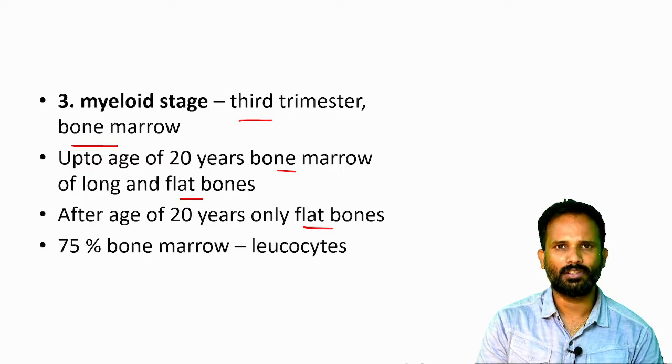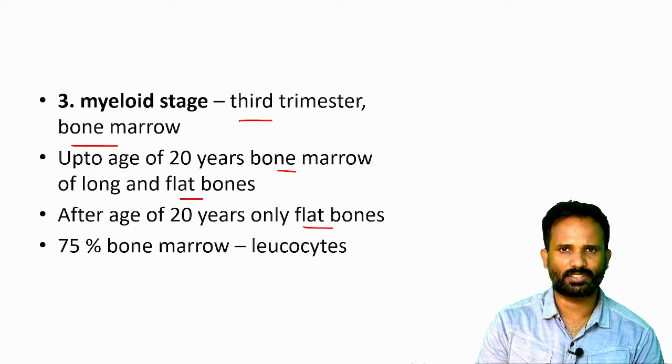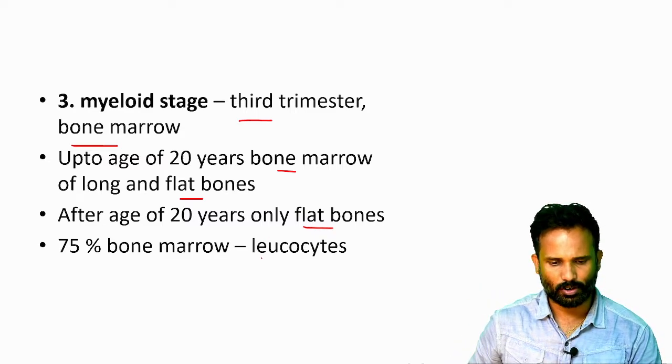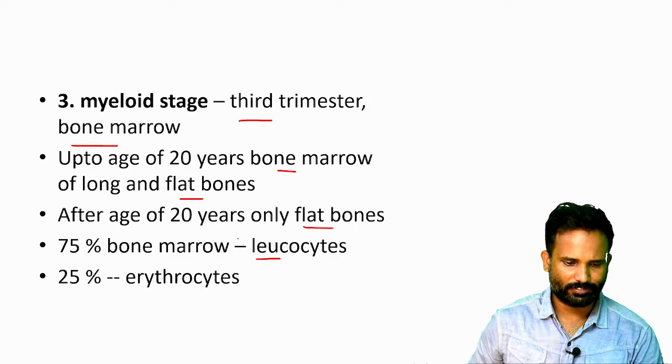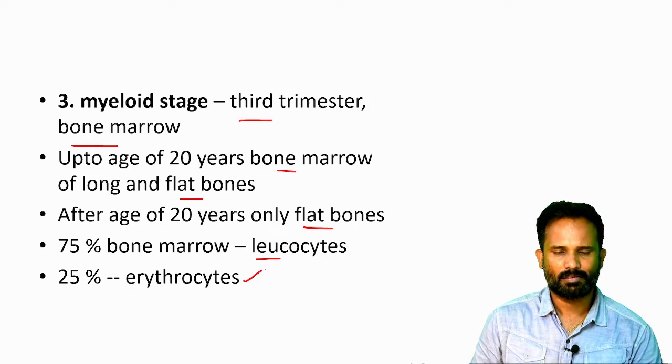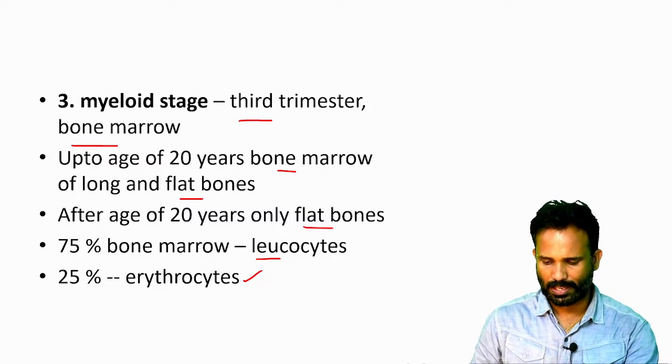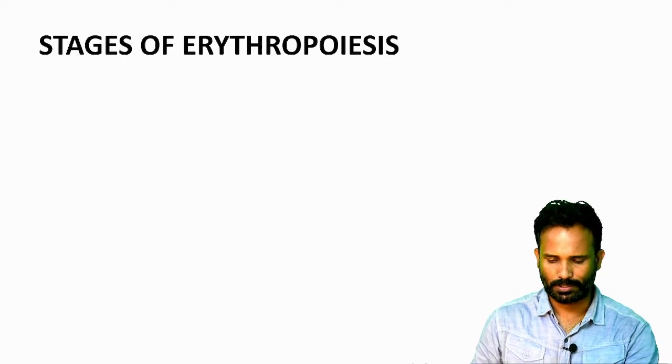And of the bone marrow's cellular component, 75% is occupied by leukocytes and 25% is erythrocytes. As leukocytes have a very short lifetime, they are more in number.